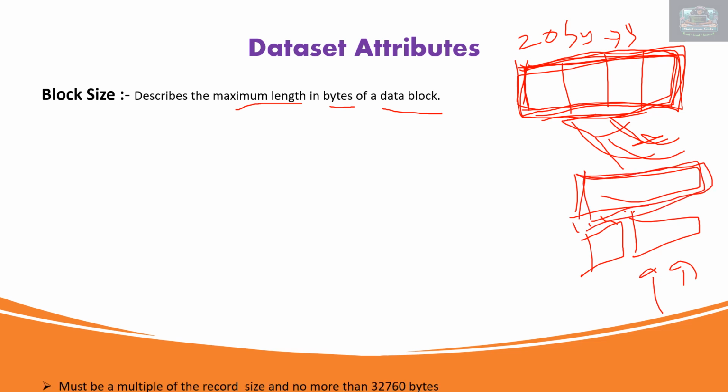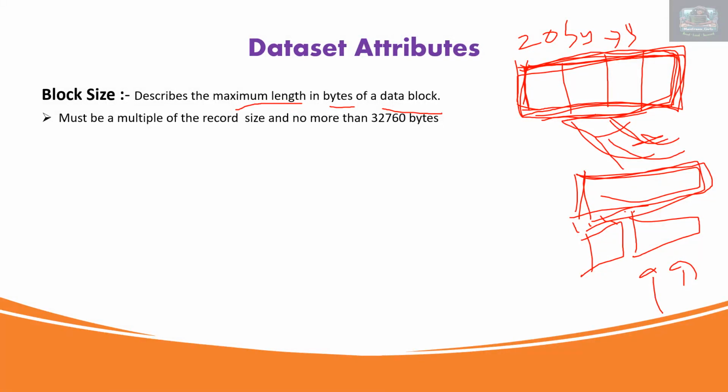The block size must be a multiple of the record size and no more than 32,760. So remember that the maximum is only 32,760 bytes, which means that one set of data, one packet of data, can go into a dataset at once. Block size is inversely proportional to the input output, the IOs.